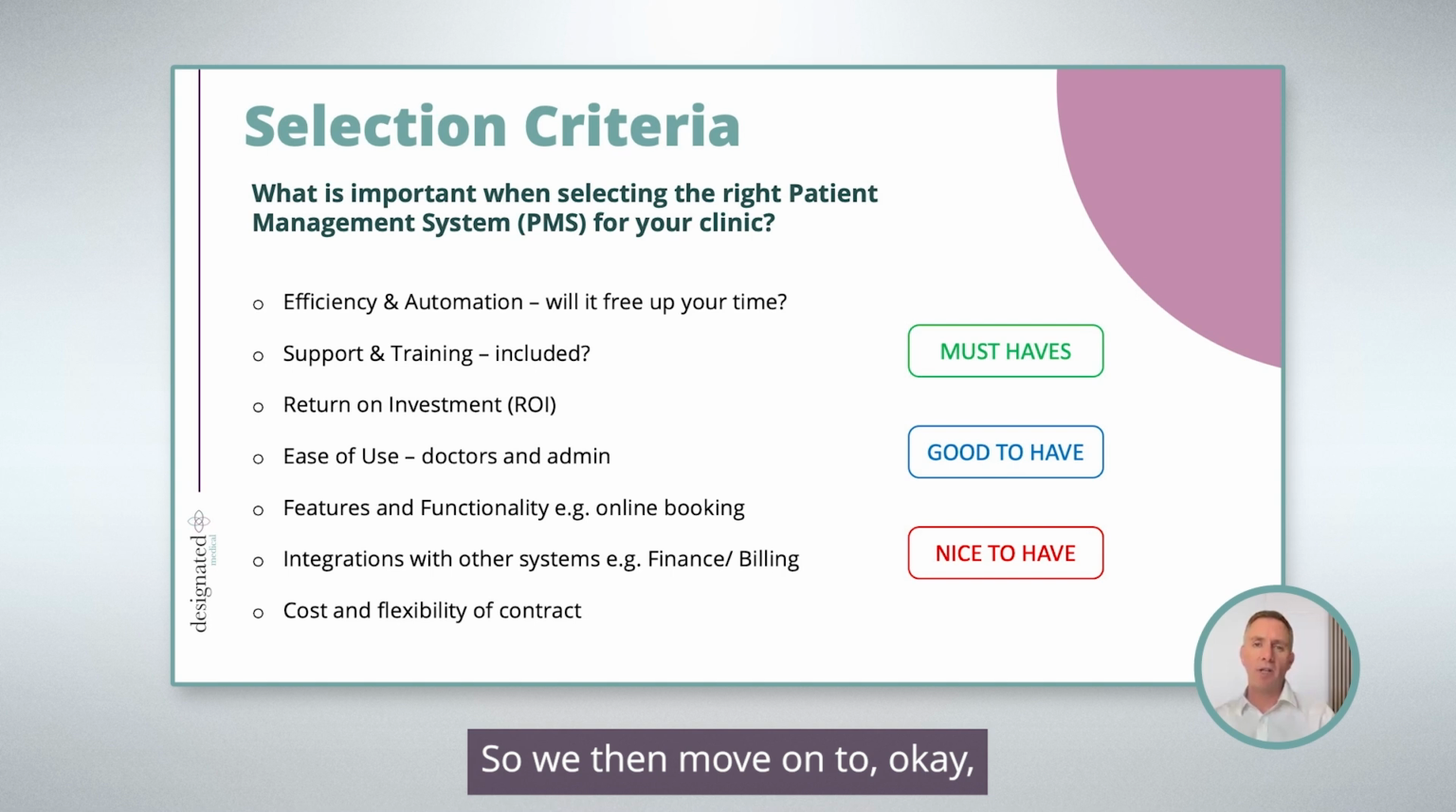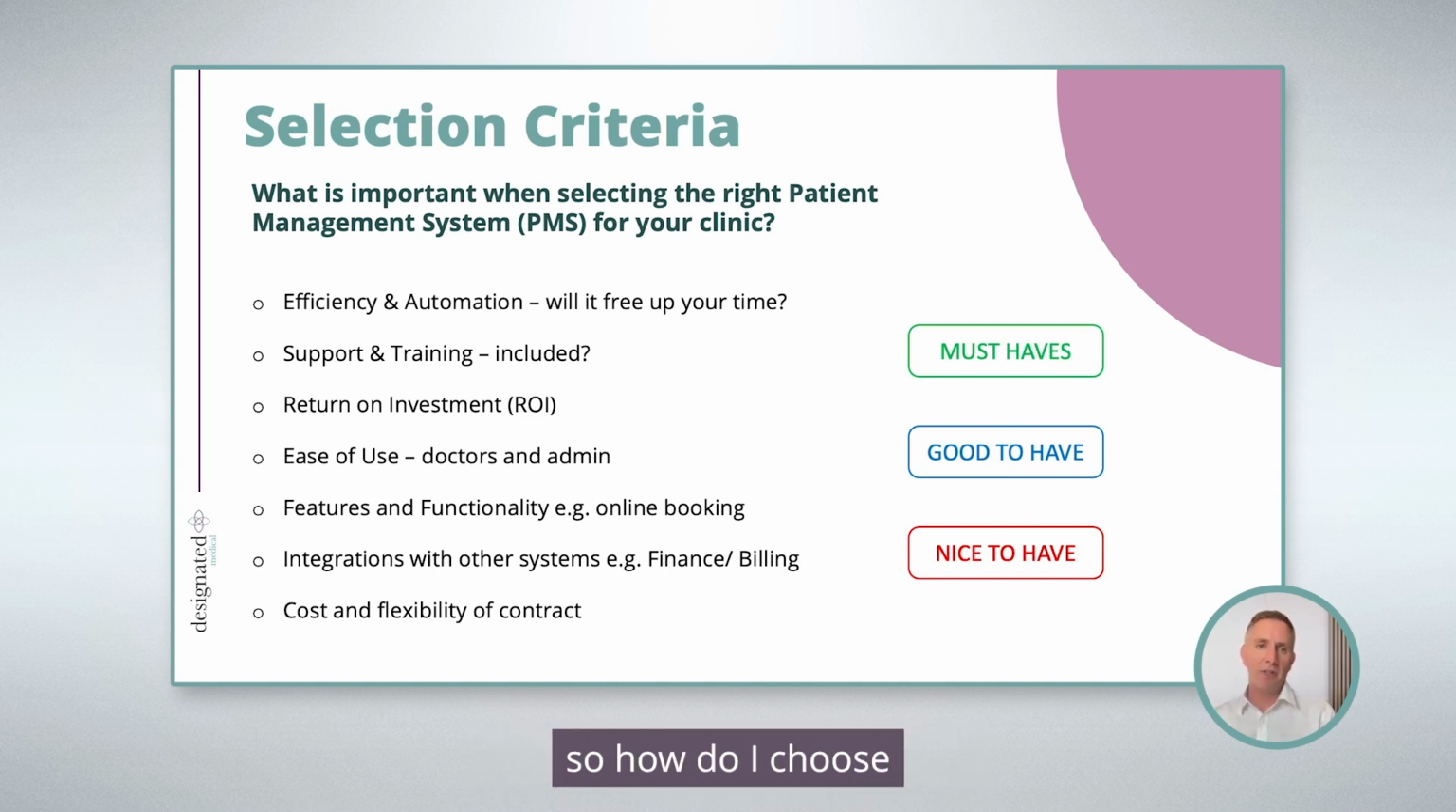So then we move on to, okay, how do I choose which patient management system is right for me? What are the criteria I'm going to use to help me make that decision? What we recommend here is that you break it down into must-haves, good to haves, and nice to haves. Again, this needs to be a collective decision across the clinic in terms of what you need. And what I've done on here is just jotted down some ideas of what we've used before in terms of selecting patient management systems for our clients.